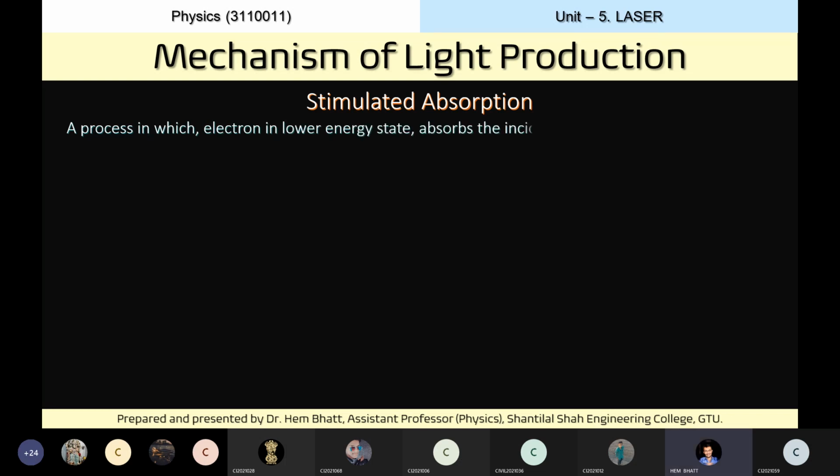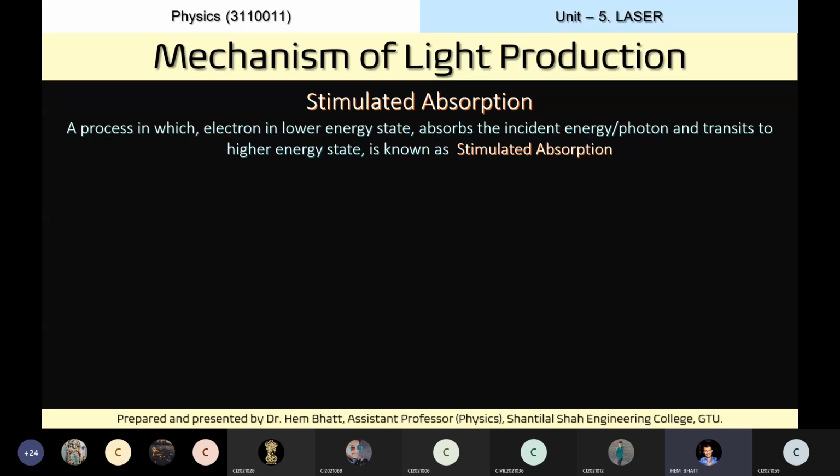So these are the definitions: a process in which an electron in a lower energy state absorbs energy and transits to a higher energy level is known as stimulated absorption. ધરા સ્થિતિમાં રહેલા ઇલેક્ટ્રોનને ઉર્જા આપીને ઉત્તેજિત અવસ્થામાં લઈ જઈએ તો એ પ્રક્રિયાને સ્ટિમ્યુલેટેડ એબ્ઝોર્પ્શન કહેવાય. એબ્ઝોર્પ્શન એટલે શોષણ. સ્ટિમ્યુલેટેડ એટલે જે કરાવવું પડે એ પ્રક્રિયા, પરાણે કરાવેલી પ્રક્રિયા.